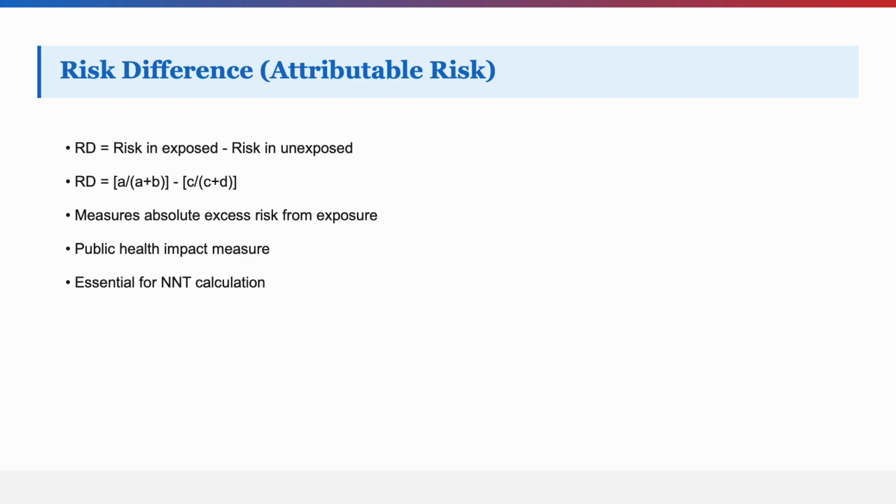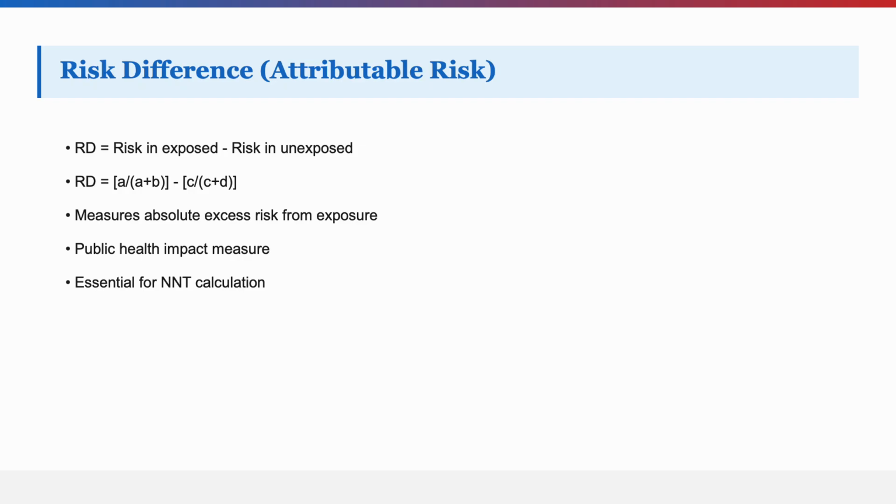Why does this matter? Consider two exposures both with RR equals 2. Exposure A, risk goes from 0.001% to 0.002%. Exposure B, risk goes from 10% to 20%. The relative risk is identical, but the public health impact is vastly different. Risk difference captures this, 0.001% versus 10%. For healthcare managers, risk difference connects to real-world impact.